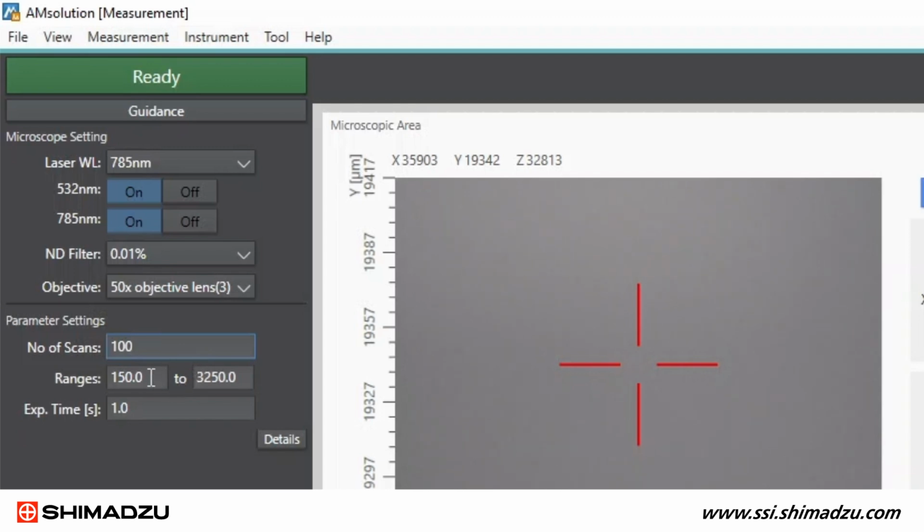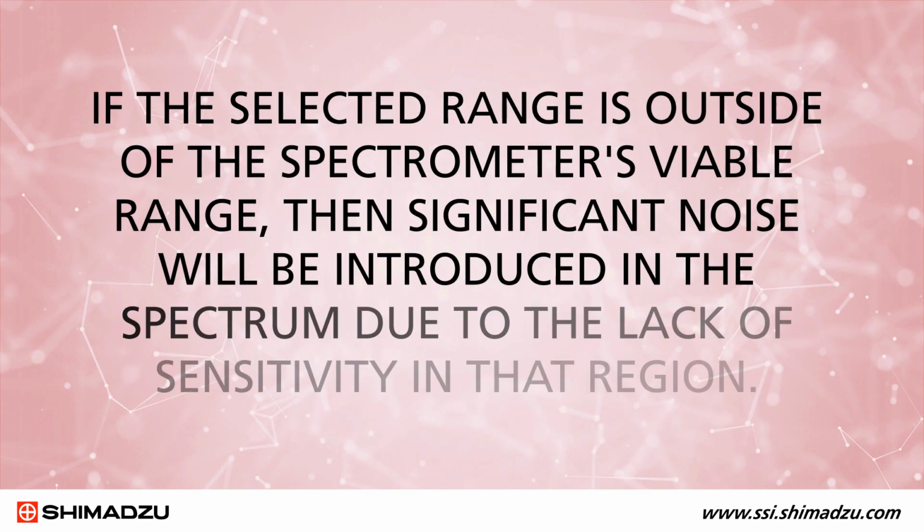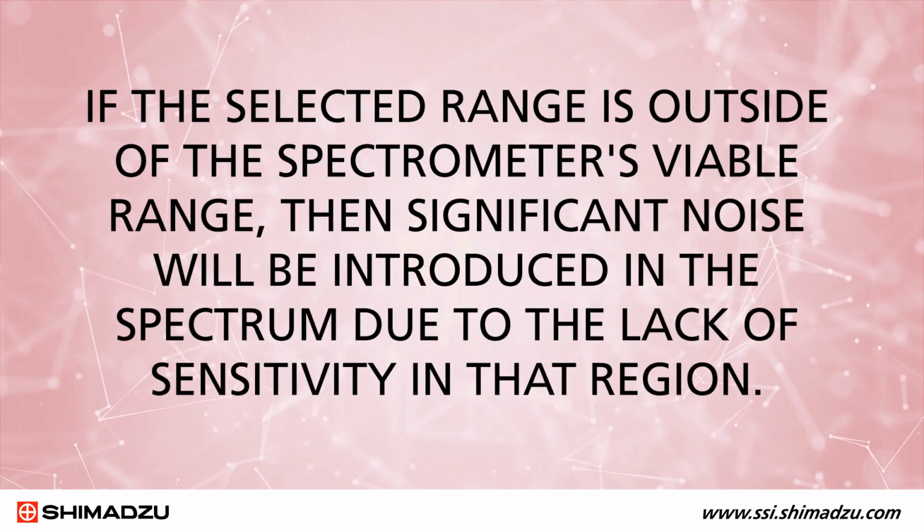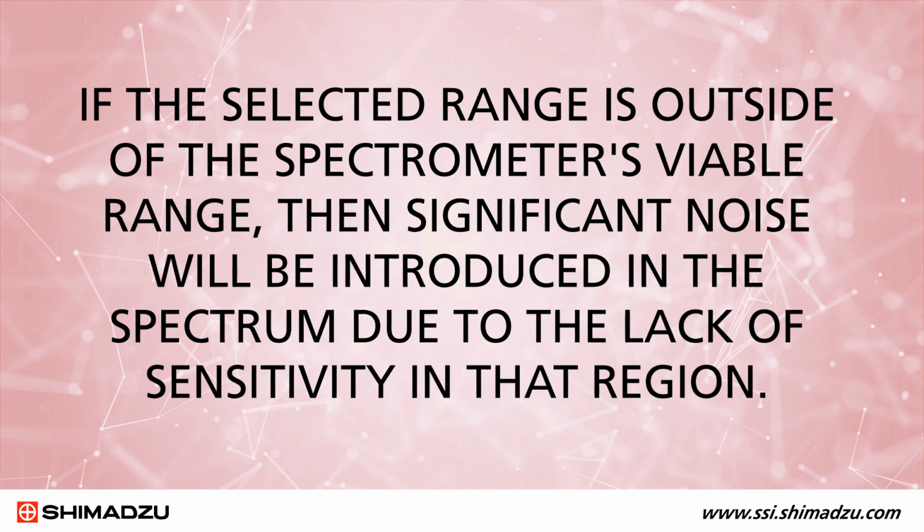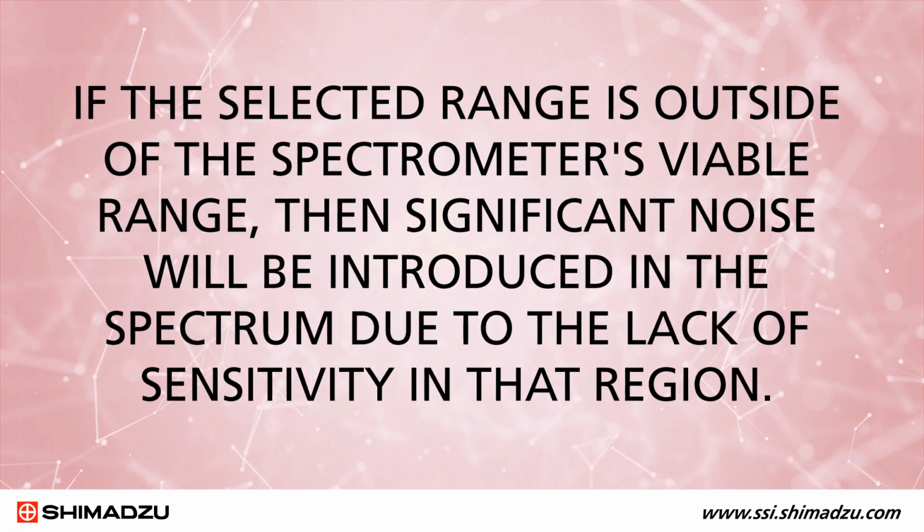The measurable Wavenumber range is dependent on the laser source. The measurable range for a 532 nanometer laser is 150 to 4400 centimeters inverse, and the measurable range for the 785 is 150 to 3250 centimeters inverse. If the selected range is outside the spectrometer's viable range, then significant noise will be introduced into the spectrum due to the lack of sensitivity in that region.